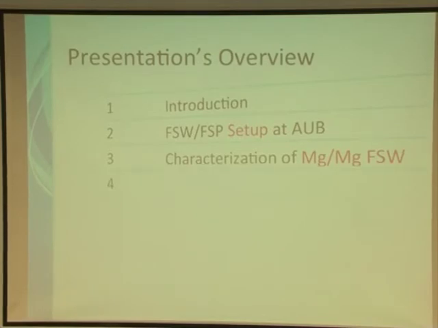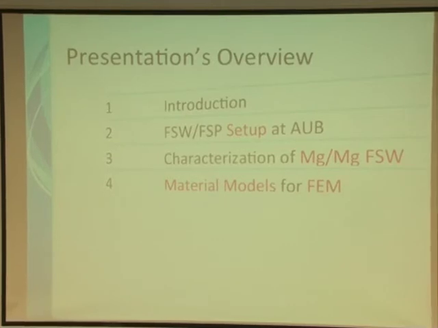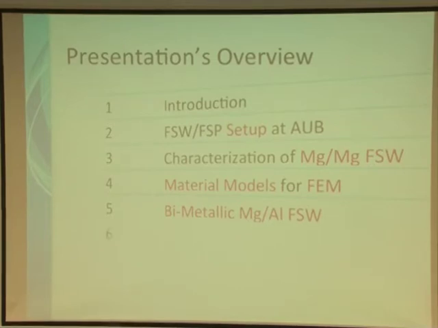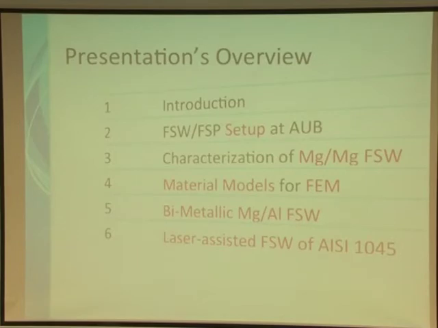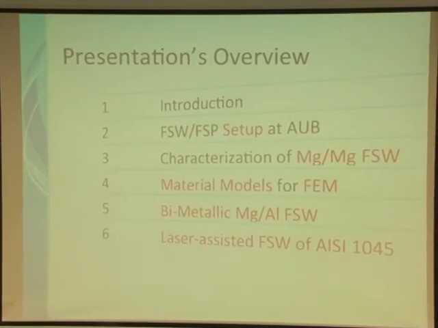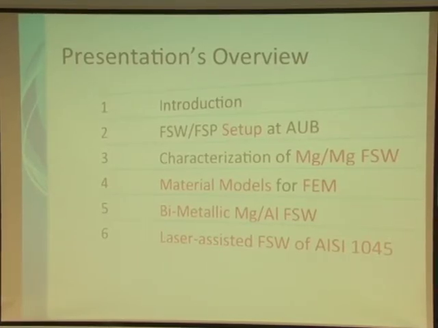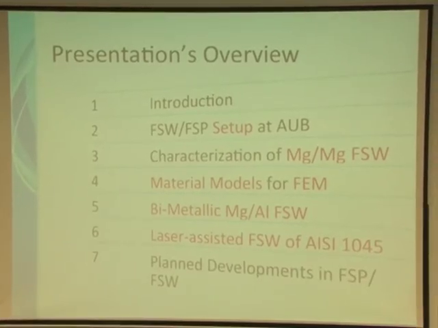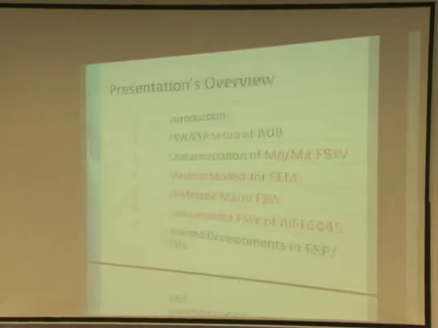The fourth topic is modeling for finite element modeling purposes. Which material model do you select? And then I'll speak about bimetallic joining of magnesium to aluminum, again, FSW. Then we'll do one more case study of laser-assisted FSW of basically 1045 steel, medium carbon. And then we'll go quickly over some of the planned future work in the FSP, FSW area.